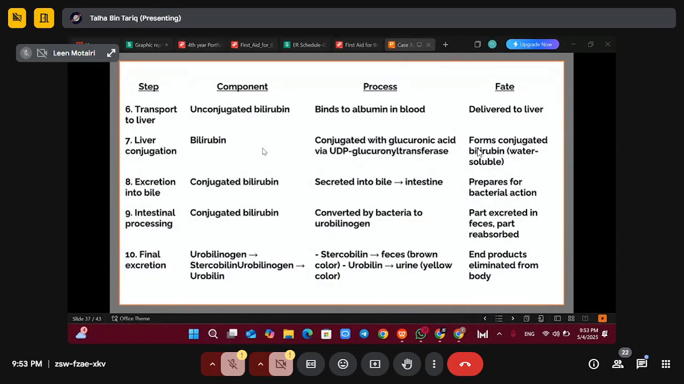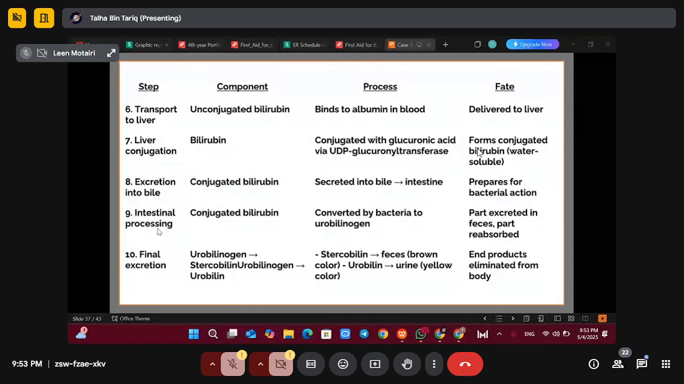And then bile, where is the bile going? The bile is secreted into the intestines. Where in the intestines? As I said, in the second part of the duodenum, with the pancreatic duct. Now it is preparing for the bacterial action. This bile, okay.